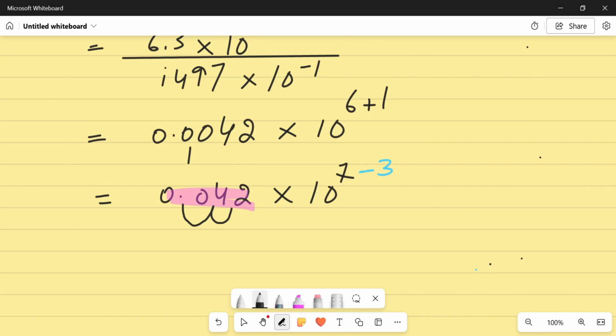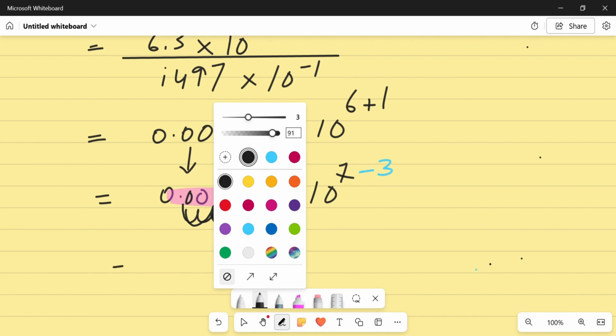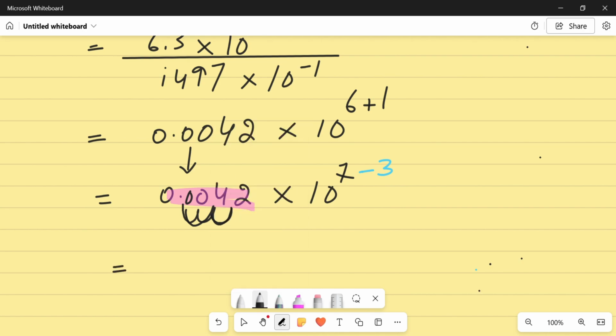I missed a 0 here. Okay, so it should be 3, right? So we jump 3 jumps. We jump 3: 1, 2 and 3. So the answer is 4.2 times 10 to the power 4. Okay. I hope that you people understood these questions. Thank you.